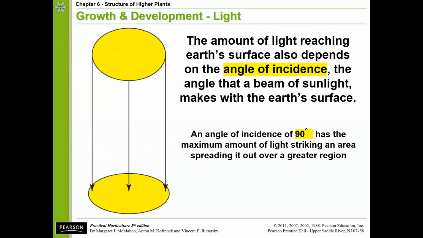Another important thing with light is the angle of incidence, where basically how that sunlight is striking the plant. And of course, that angle of incidence at the longest day of the year, the summer solstice, we get that 90-degree angle of incidence. And the rest of the year, it moves in either direction.